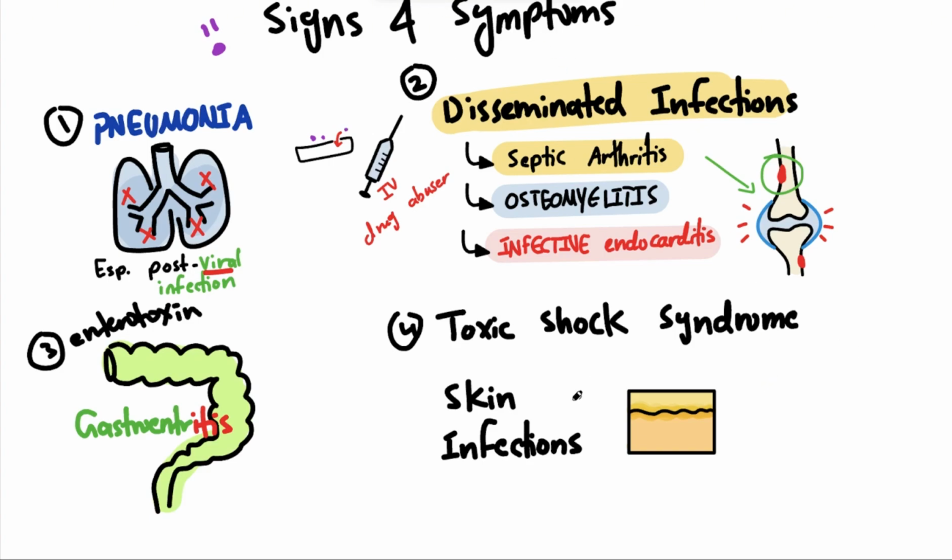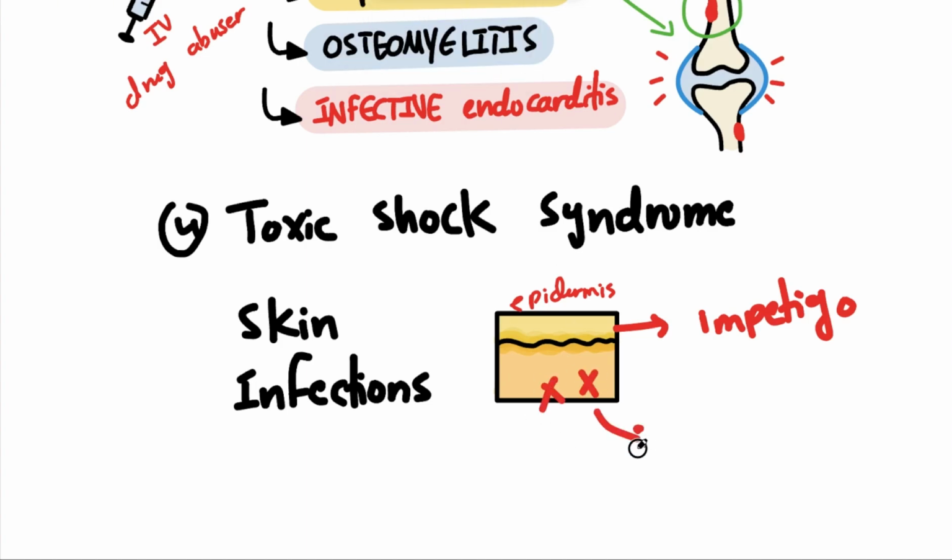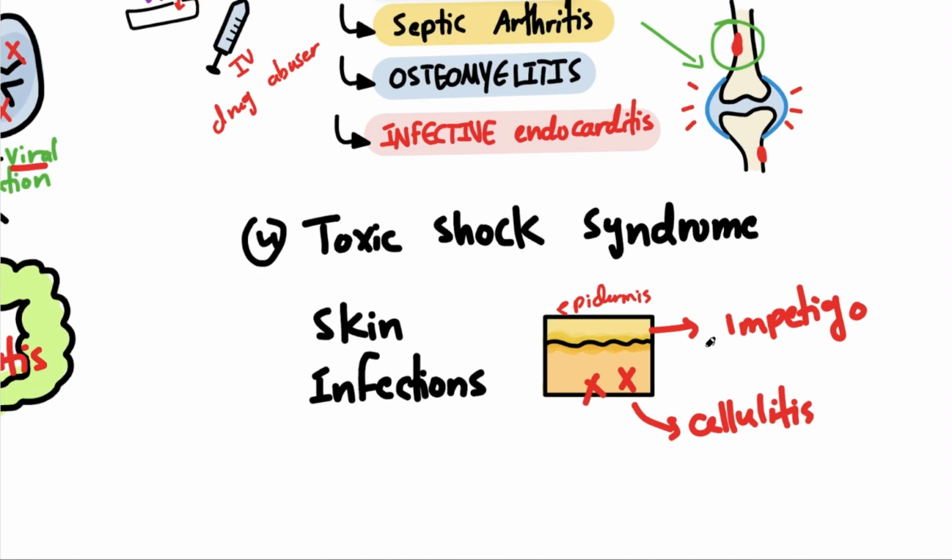For the skin infections, we have 2 main types. One is impetigo. This affects the epidermis and it's most commonly seen in children. The other form of skin infections that is more common in adults is cellulitis. And that is kind of deeper as compared to impetigo.